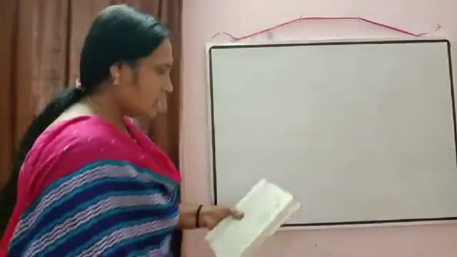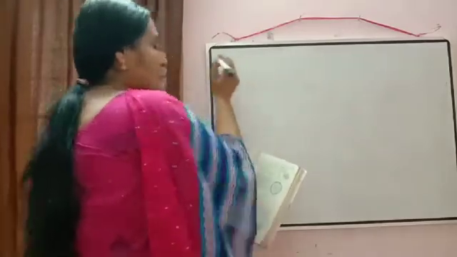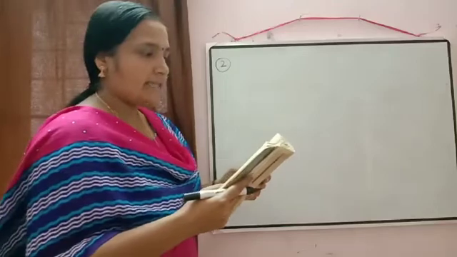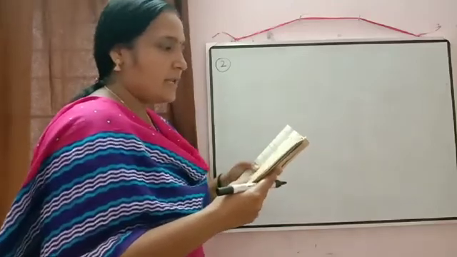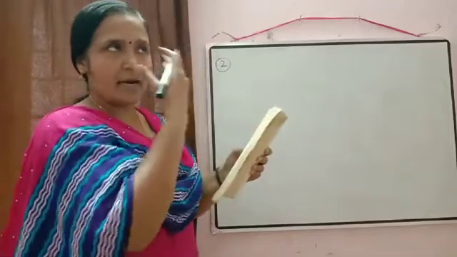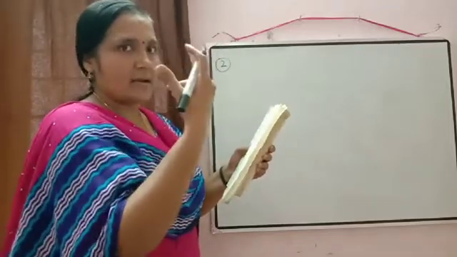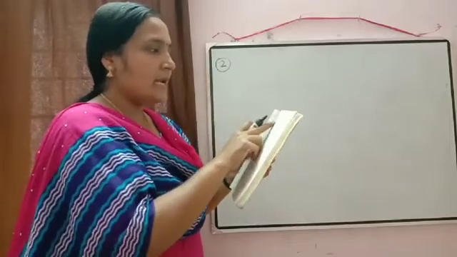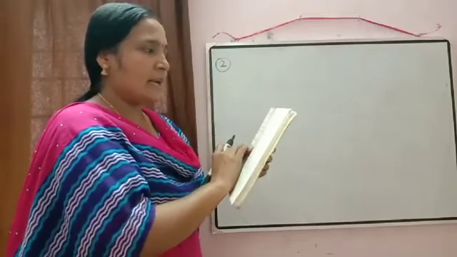So just to check the next question. Question number 10 from your textbook. An umbrella has 8 ribs which are equally spaced. Assuming umbrella, you just consider umbrella as a flat circle. Okay, flat circle. And how many ribs are there? 8 equal ribs are there.